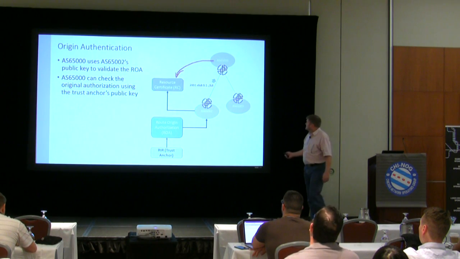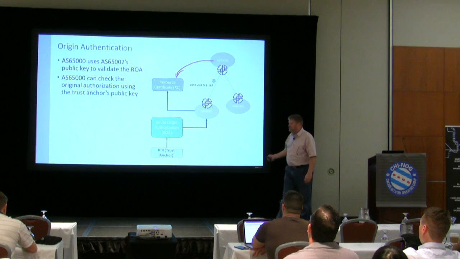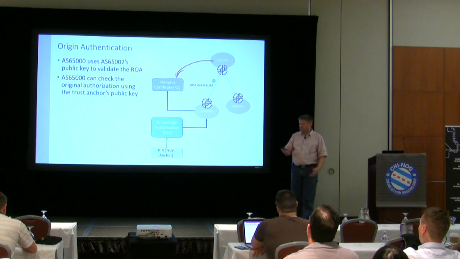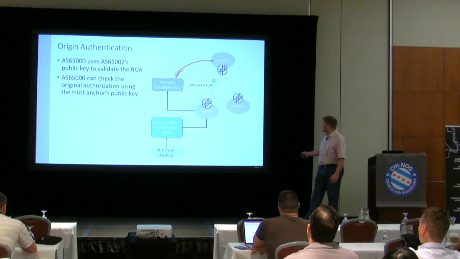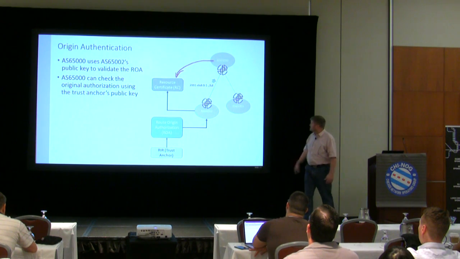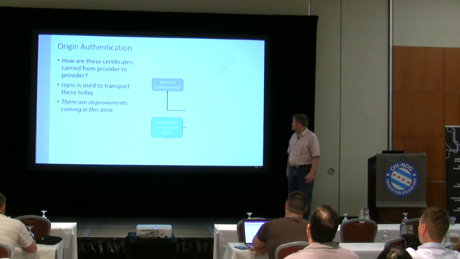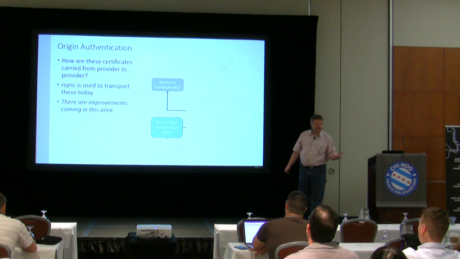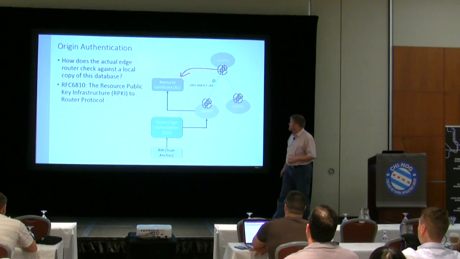So again, AS65000 can use a local database, check the resource certificate, which is based off the ROA, and it can actually determine which of these two ASs down here at the bottom actually owns 2001:DB8:1::/64. So how are these carried? I just told you they are carried through an rsync process. It's very slow today. People are working in this area trying to make this better.